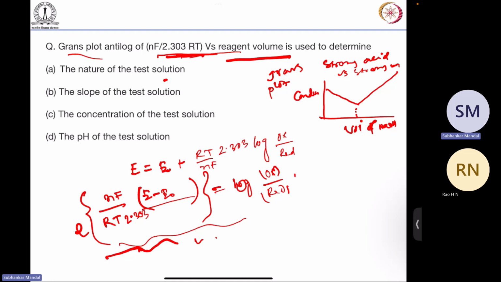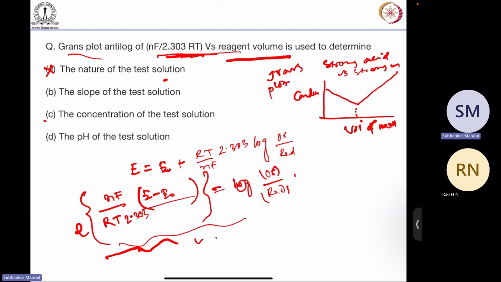Can we tell which type of nature the solution has? If you don't know whether this is strong acid strong base or some redox reaction is happening, we cannot tell from this graph the nature of the test solution. So that means answer A cannot be. Then the slope of the test solution, slope we cannot tell.